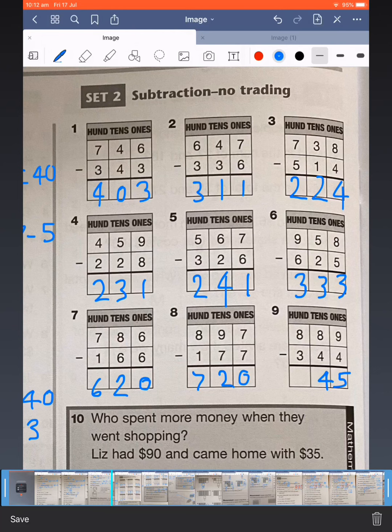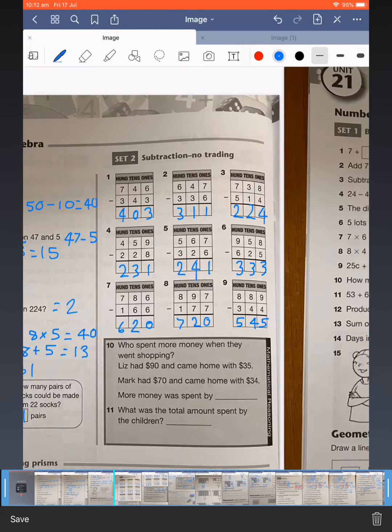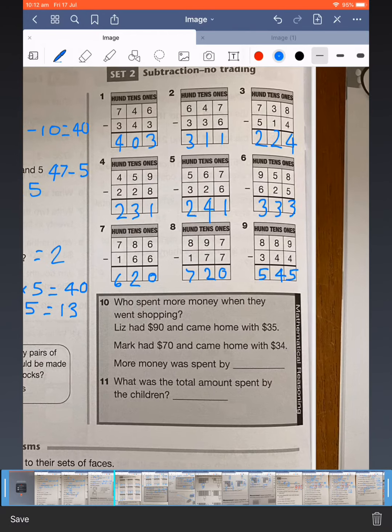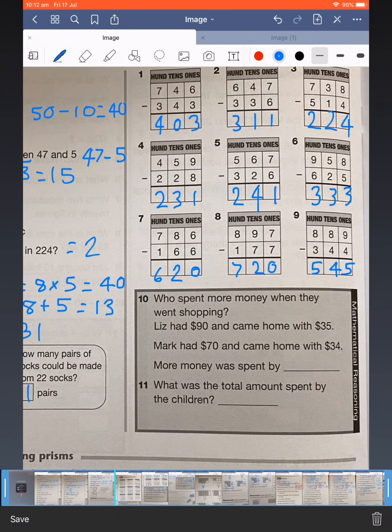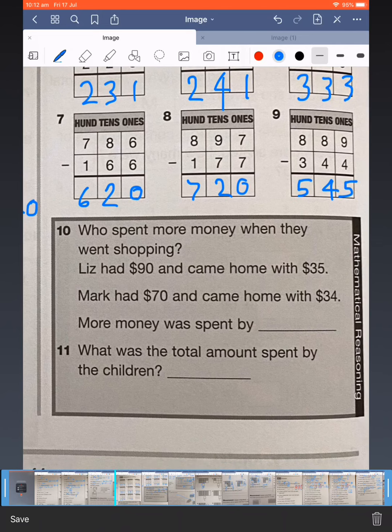Okay, so there is our subtraction without trading. You should have been able to get that no problem. If you did not get those correct, it is good for you to be revising your subtraction, because they are fairly straightforward subtractions there. Okay, who spent more money when they went shopping?